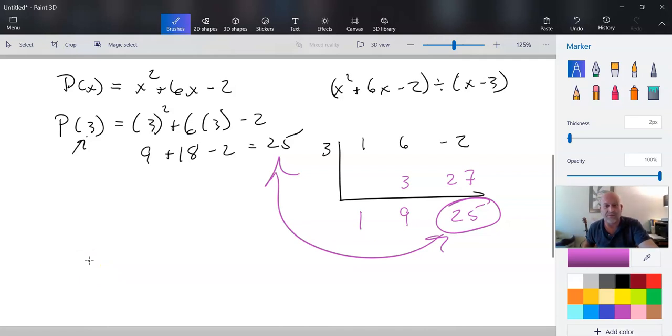The other thing, too, is if you're programming, if you're actually using a computer and you're trying to program an algorithm for doing polynomial division, it's going to be a lot easier to program in synthetic division than it is going to be to program in long division. And so that's another advantage, that it's easier for a computer to do those things. So in any case, that pretty much wraps up what I wanted to talk to you about today.